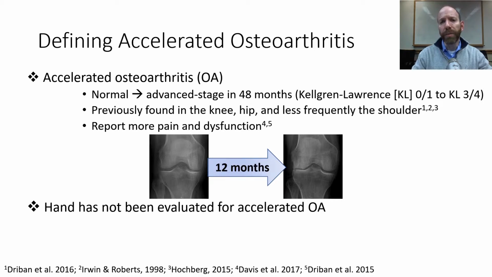It's an important group of individuals because they often report more pain and dysfunction even before the onset of their disease compared to their peers. Unfortunately, it remains unknown if the small joints of the hand also develop an accelerated form of osteoarthritis.